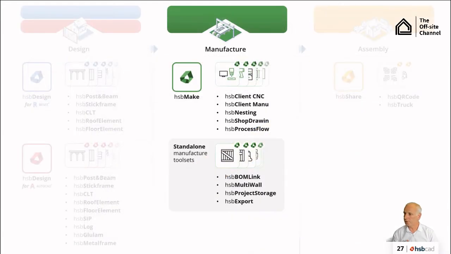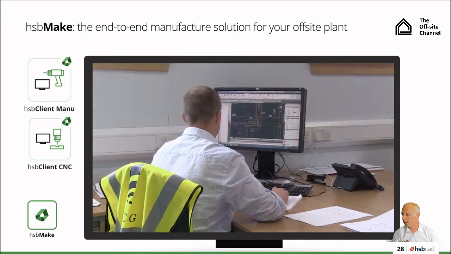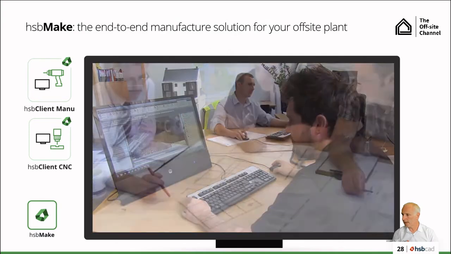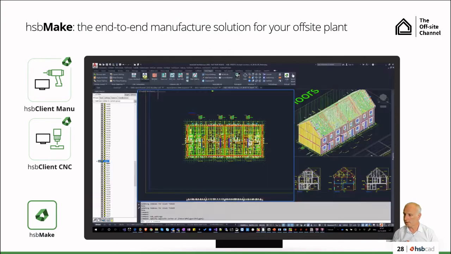In terms of manufacture, we have a number of tool sets where we have the client screens in the factory, where we have nesting. If you had ERP integration, you'll be looking at the BOM link. Multi-walling will allow you to create and optimize your complete wall and give you that ability to optimize the wall into one long length and then break it up in the factory afterwards. But again, another example of how Make is used in an organization.